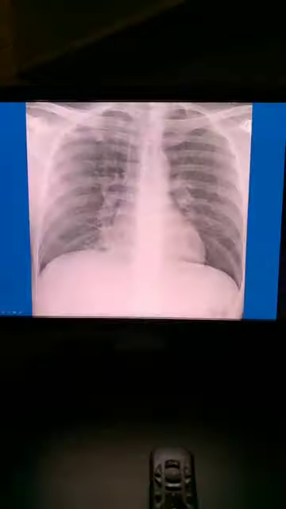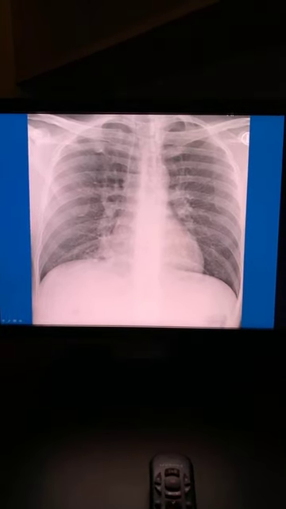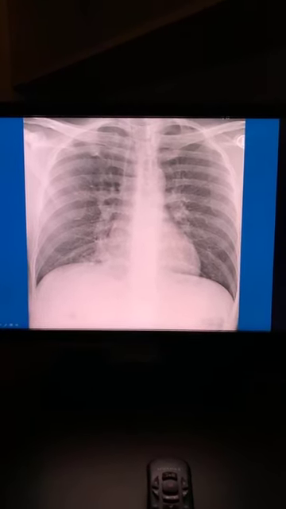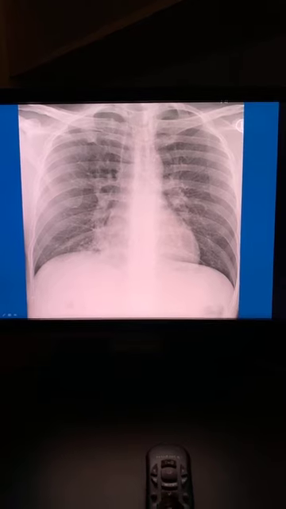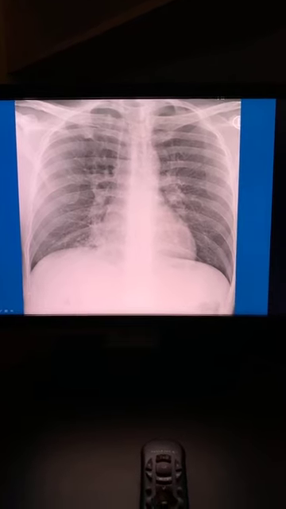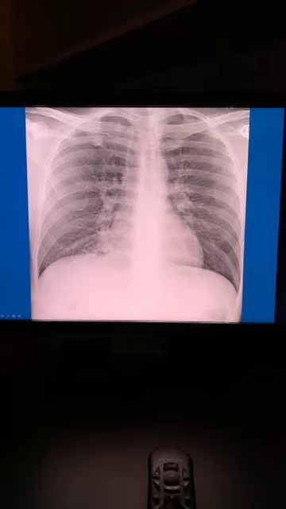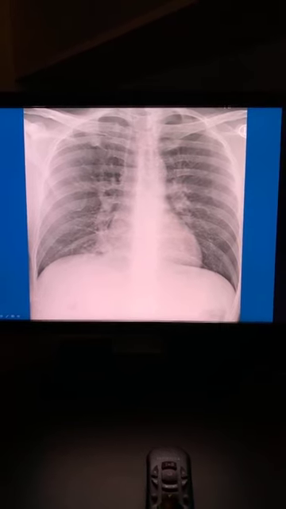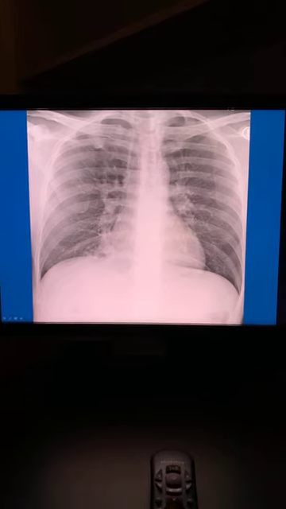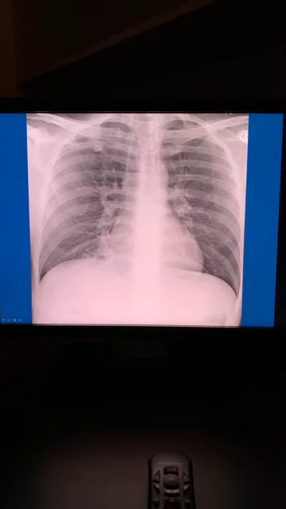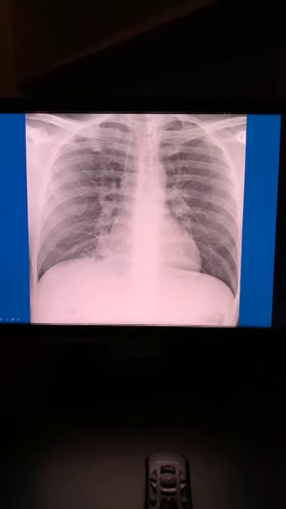Case 5. Please tell me you guys see the abnormality because I have stressed home. Lines and angles, lines and angles, lines and angles. Tell me you see the abnormality. What line can you not see and what angle can you not see? You can't see the right heart border, that line, and you can't see the right cardiophrenic angle.